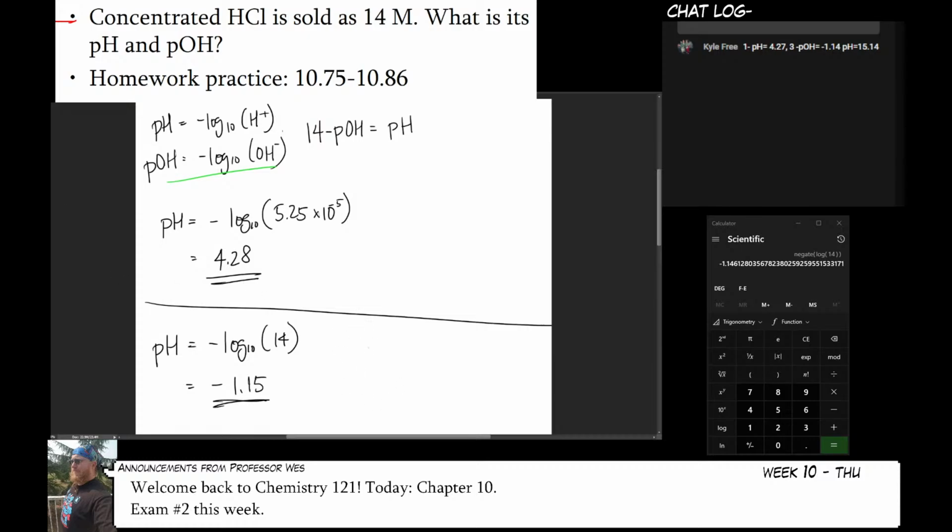And then what we can do is we could say, well, 14 minus pOH equals pH. And so if I solve for pOH with 1.15 here, I could get the pOH. And what ends up happening when I do that is I get this.